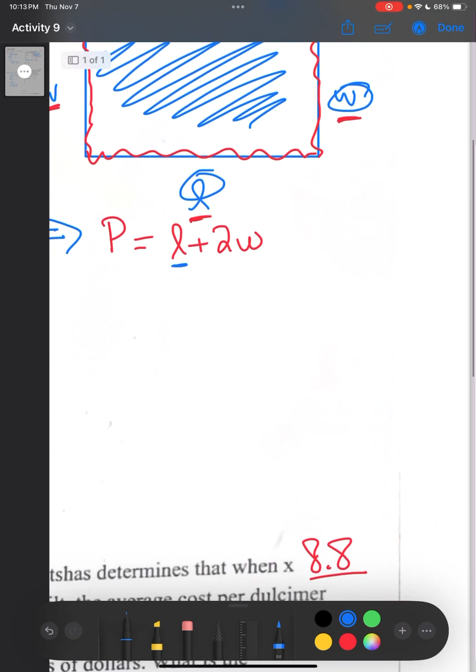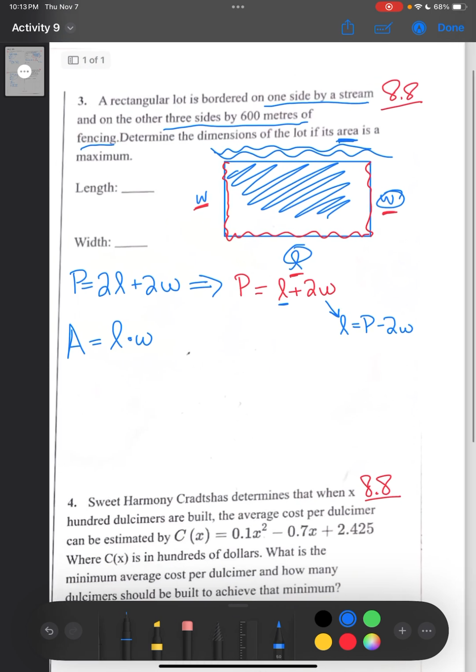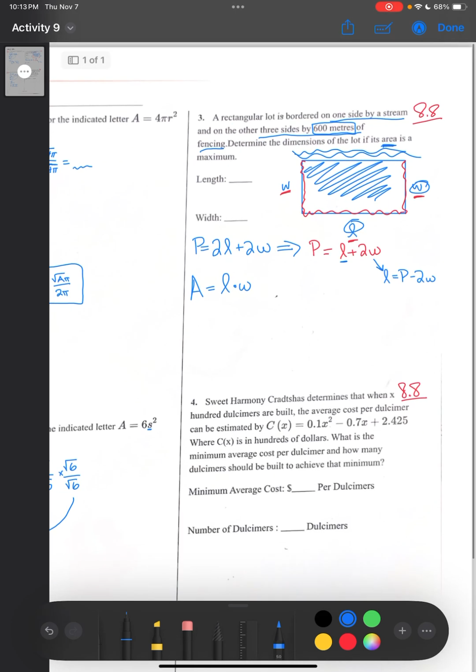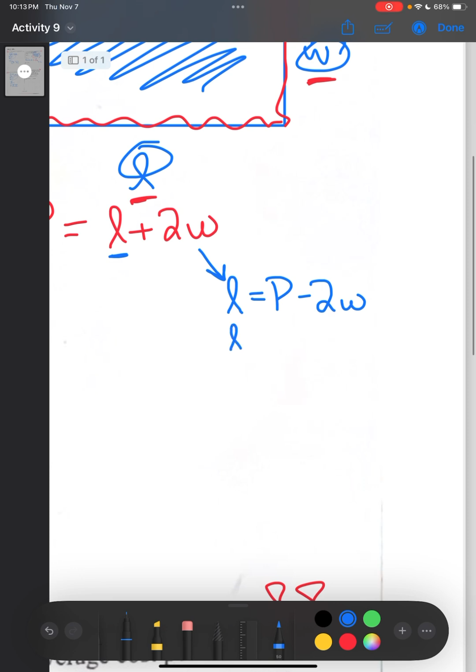So from here, there's some adding and subtracting, which you'll see and get a hang of, but you should get to here where L is on its own, and we have the perimeter minus 2W. Now, we can plug in this 600 meters, because we know that's the perimeter. That's the amount of fencing that they have, right? Because that's what it's all going to cover. So this can actually become L equals 600 minus 2W.